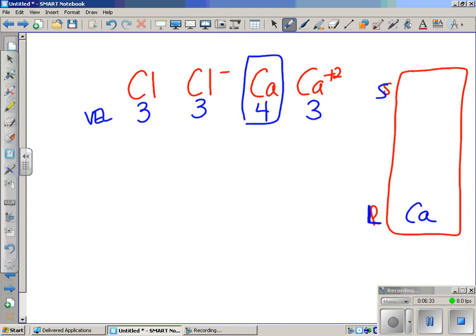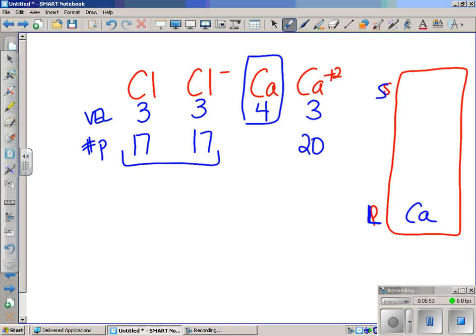So once again, one of them stands out right away. We can see that calcium is going to be the biggest of all of them. So we can put calcium in right away, and then I'm not going to worry about calcium for the rest of it. So we go to number of protons. Chlorine has 17, both of those, and then calcium has 20.